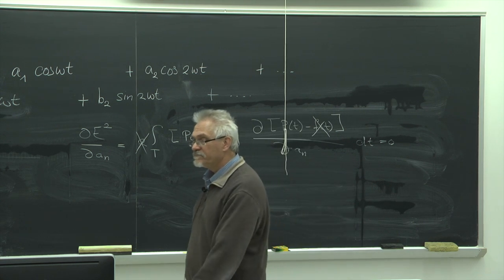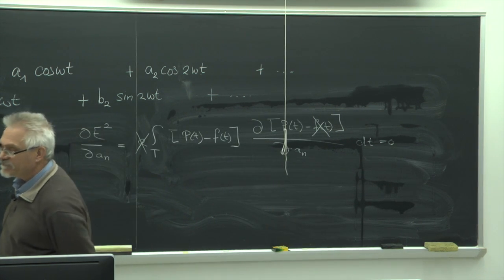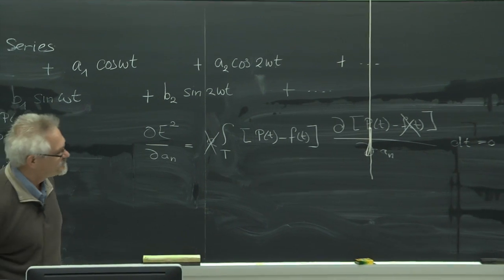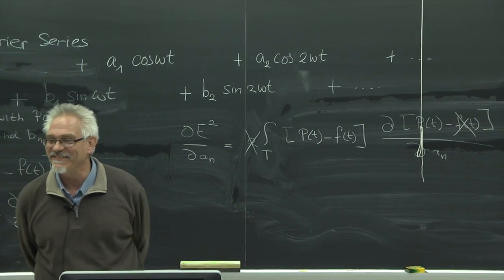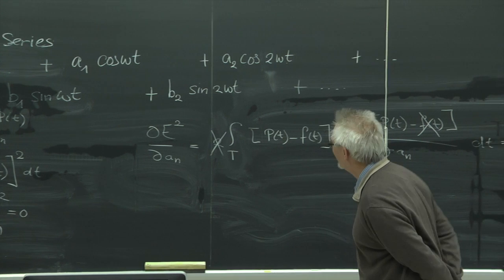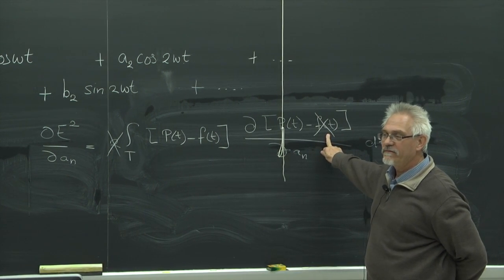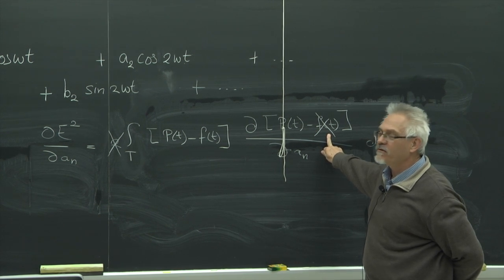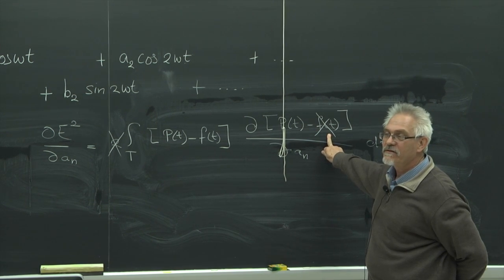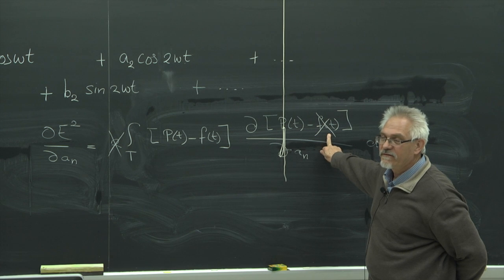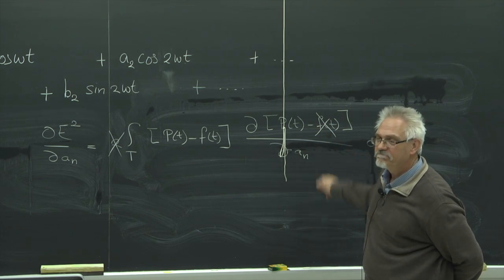Sorry, can you just repeat why that goes away? Why you can get rid of the ft there. This one? Yeah. So ft is the function that you recorded, and that does not contain any coefficient a1. So for that reason that will vanish. Okay?